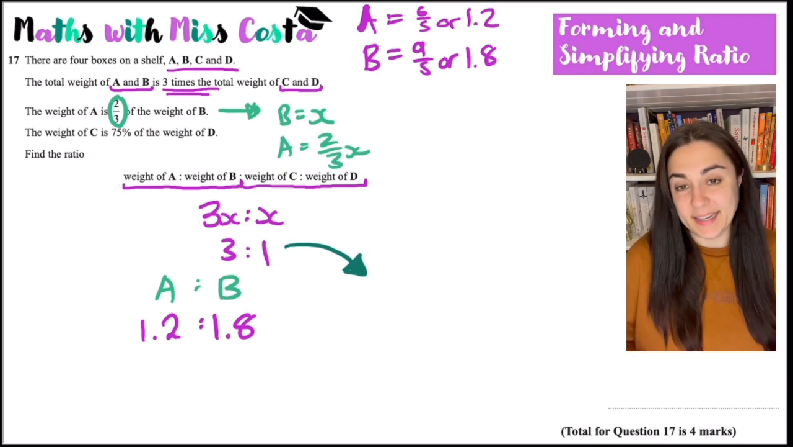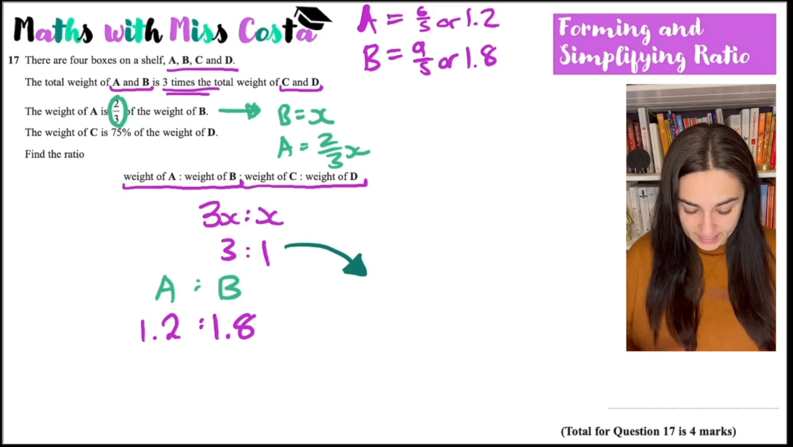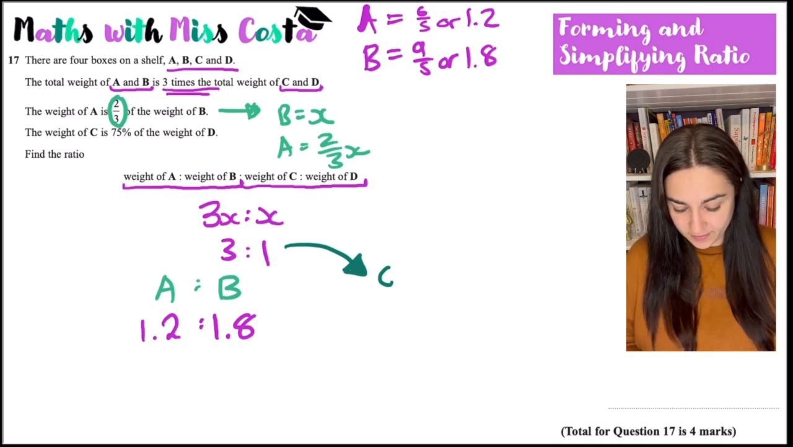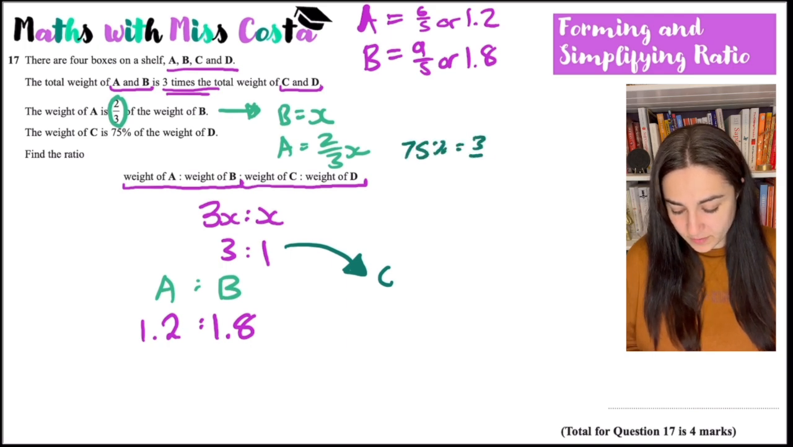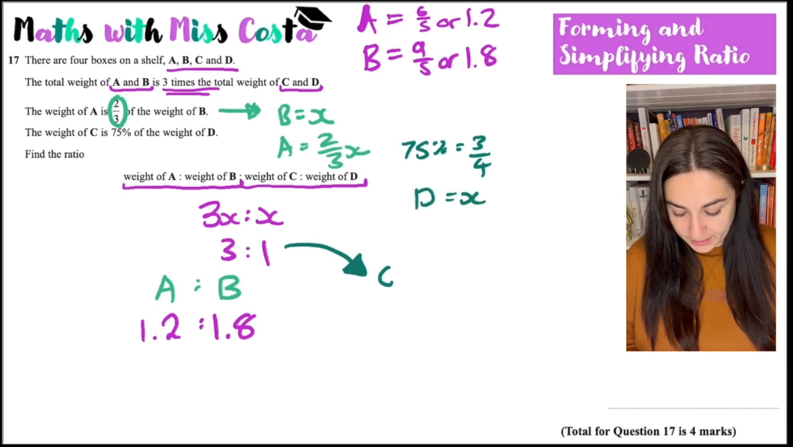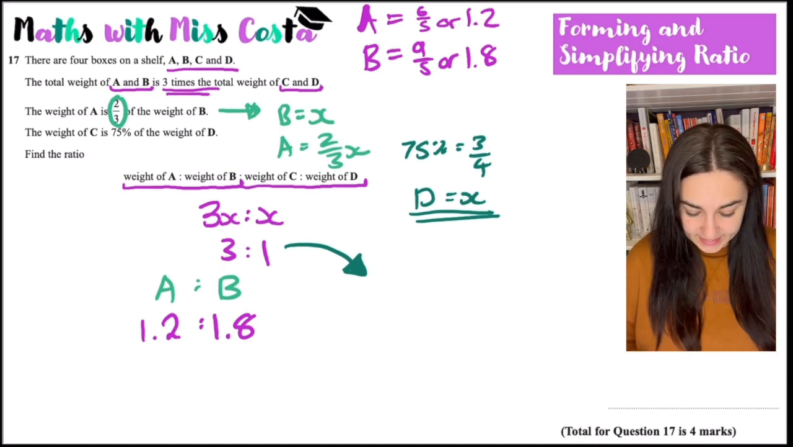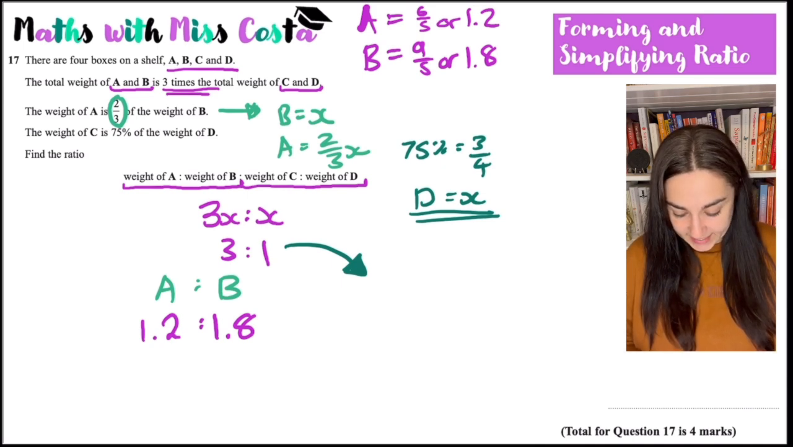So I know that the weight of C and D is going to be 1 part of whatever A plus B is. So I know that the weight of C is 75% the weight of D. So therefore, 75% I can write as 3/4. So if I give my value of D an algebraic form, I'm just going to call it x, because that's the value that I'm working with that I know as a whole. So if D is x, then C would be 3/4 x.